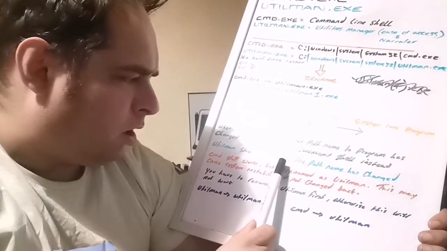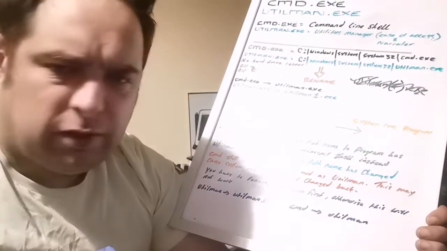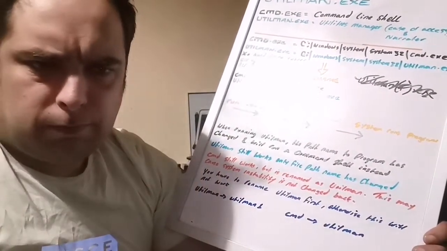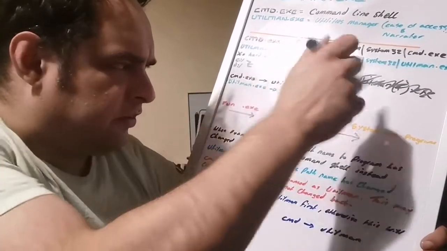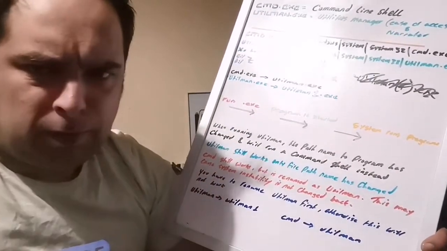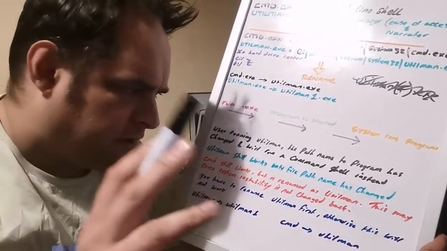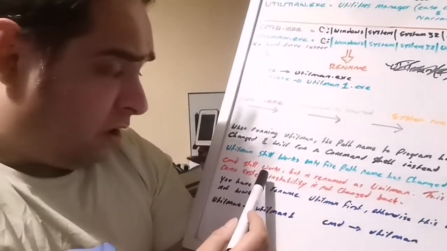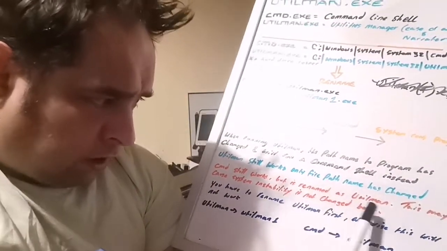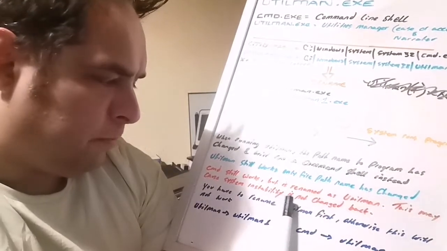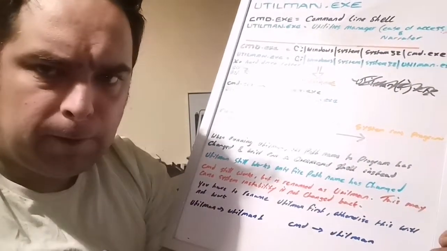Utilman will still work, it's only the file path name that's changed. But it will still work, because it's all pointed still to the actual program. The executable is not the actual program. That's different. CMD still works, but it's renamed as utilman. This may cause system instability if it's not changed back.